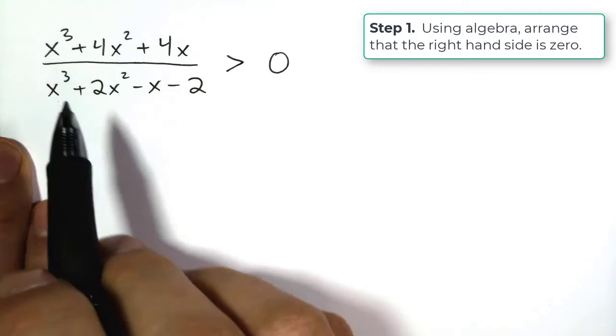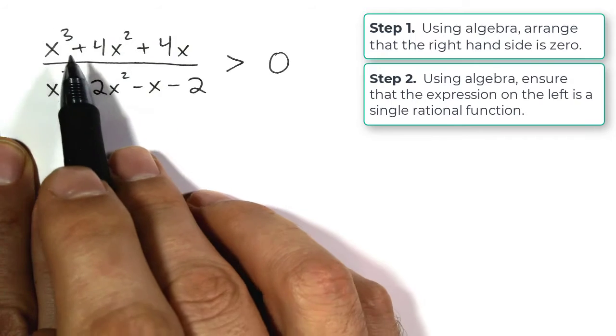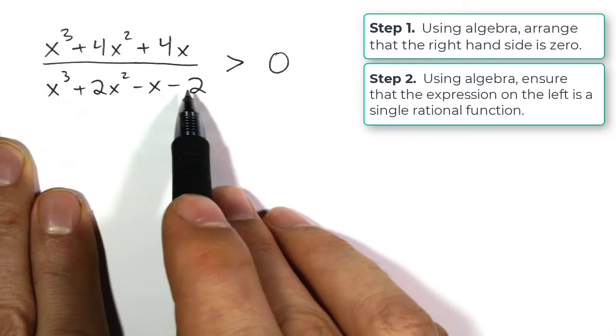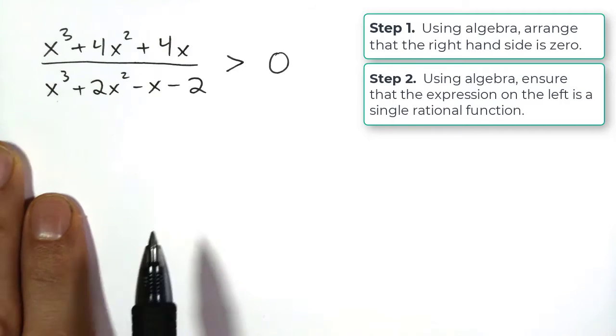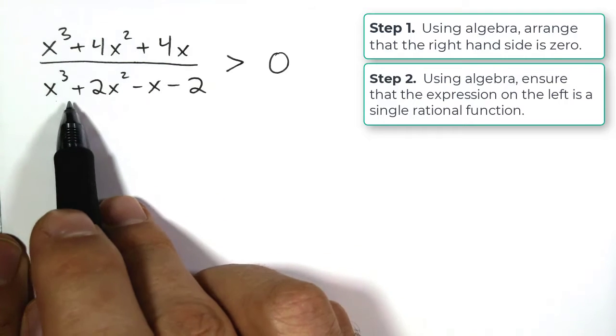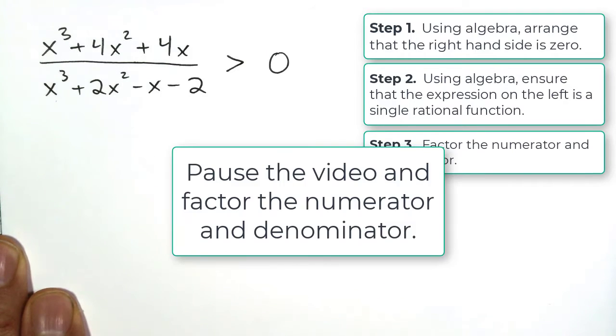Okay, so then you're going to want to make sure that the expression on the left is a rational function, a polynomial divided by a polynomial. And again, you might need to use some algebra to get it into that form. The next step you're going to want to do is factor the numerator and denominator. So pause the video now, take a moment, factor the numerator and denominator.